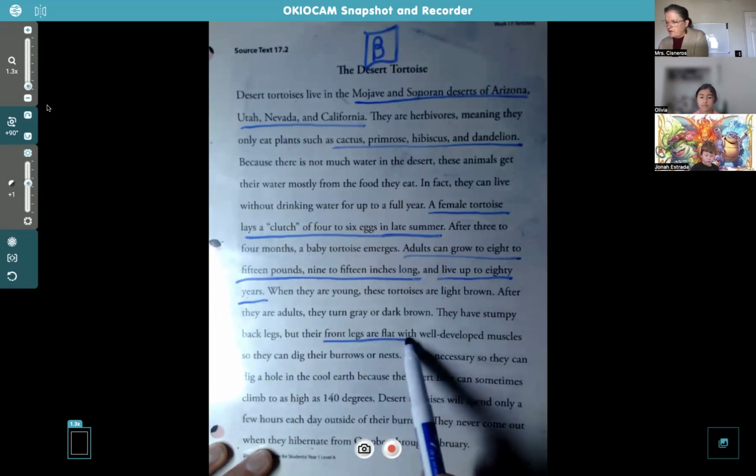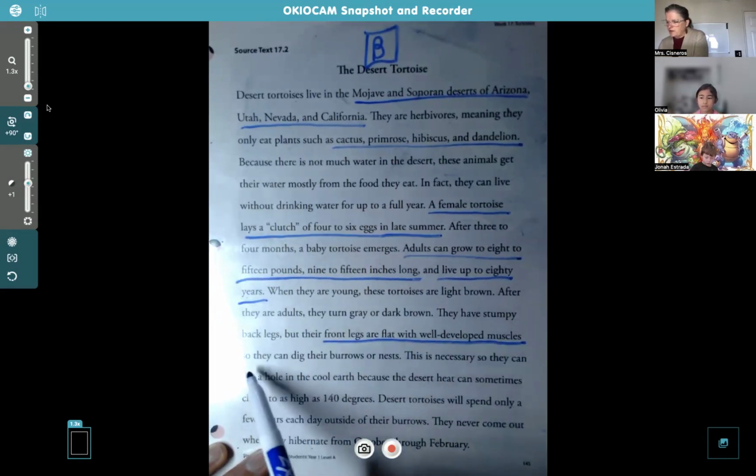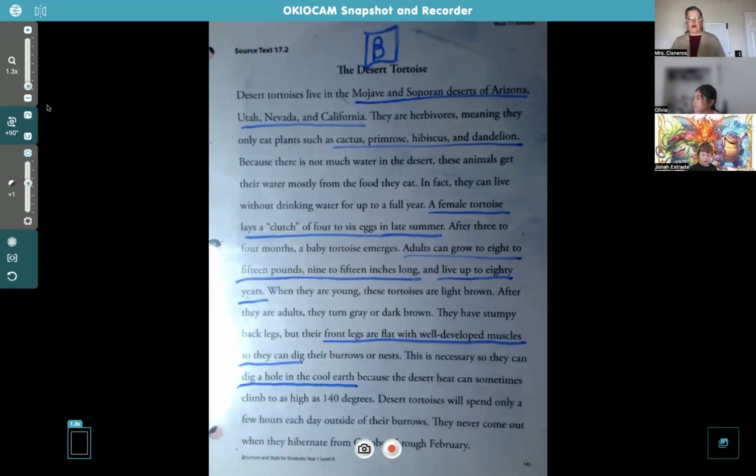The front legs are flat with muscles so they can dig a hole in the cool earth. Okay, I better stop there. I think I have enough now. So notice some of the sentences I didn't underline the whole thing. I just underlined the facts that I thought were interesting.